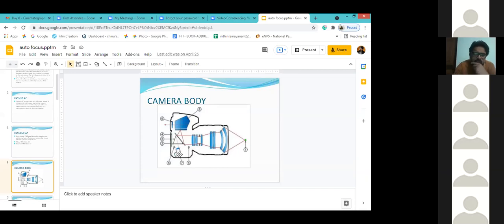Have you seen the 7 numbers over here? Yes, sir. Okay, this one is the autofocus sensor. Before 7, have you seen there are 3 numbers? Behind that mirror, there is another mirror that is also angular.